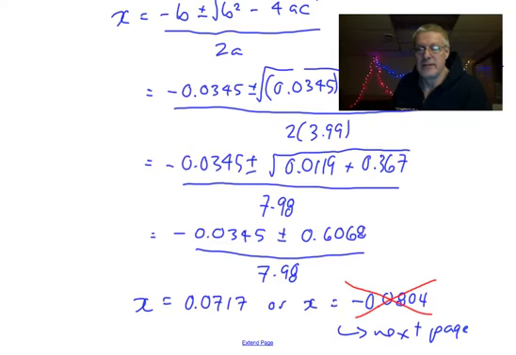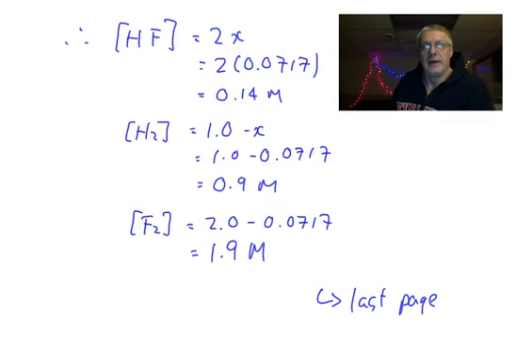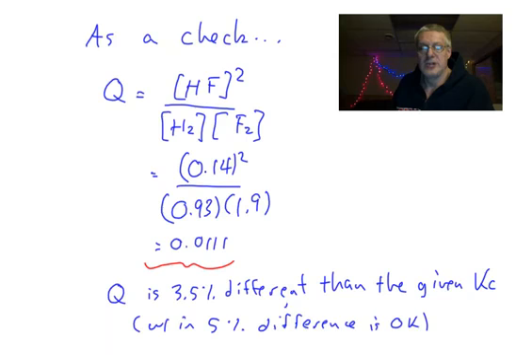So we have x equals 0.0717, and that gives us our concentrations. 2x, so 0.14 moles per liter for hydrogen fluoride, 0.9 moles per liter for hydrogen, 1.9 moles per liter for fluorine. So that seems okay, and we can do a quick check.